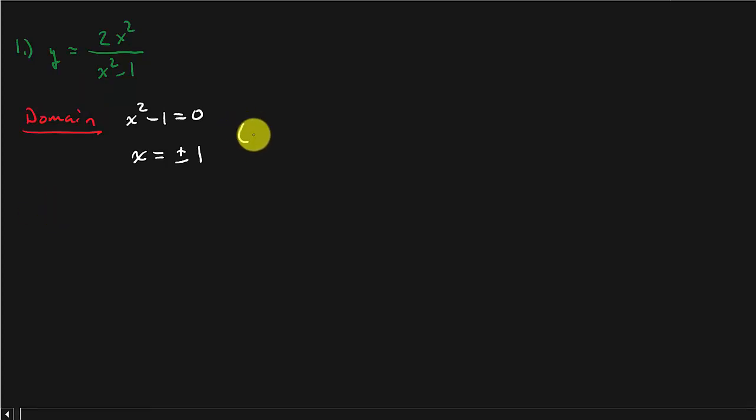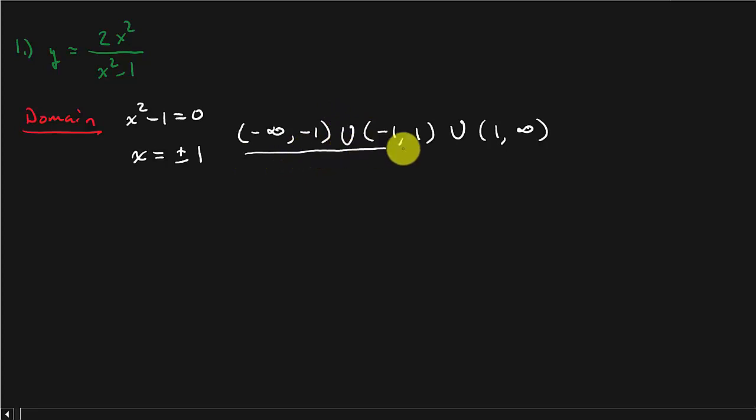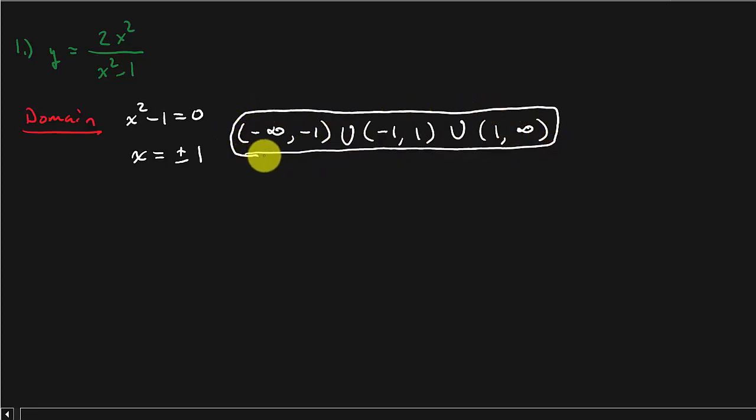So the domain would be negative infinity to negative 1, or negative 1 to 1, or 1 to infinity. All right, so there's your domain. And I'm just going to go ahead and circle this. Might make it a little easier for us to go back and pick all this stuff out when we're graphing the functions.